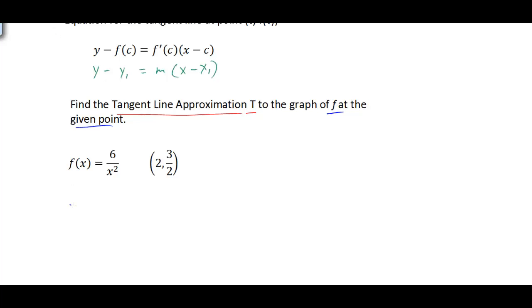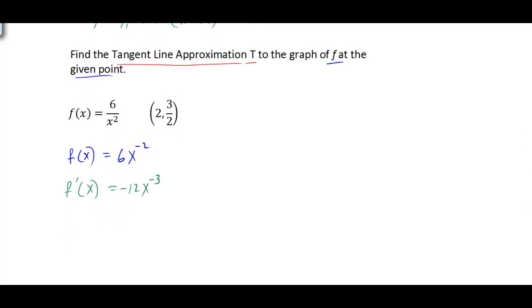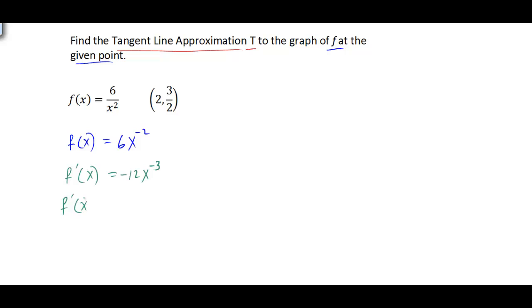First, if we have our function f of x, we could rewrite this as 6x to the negative 2, and then we could easily take the derivative to find our slope. That would be negative 12x to the negative 3. If we rewrite this, f prime of x equals negative 12 over x cubed. So there's the derivative. And we want to find the tangent line at the point (2, 3/2).